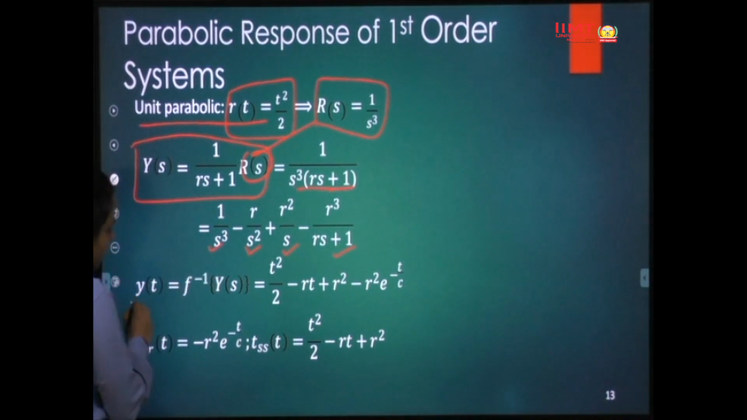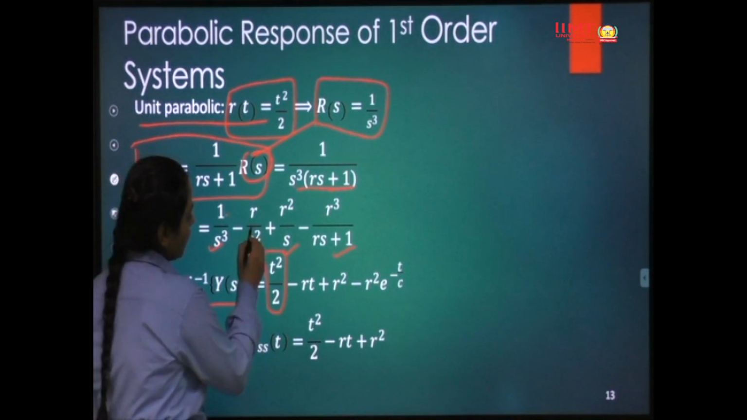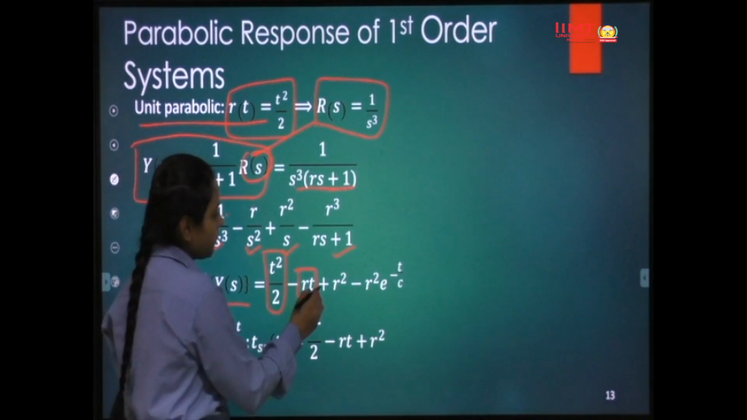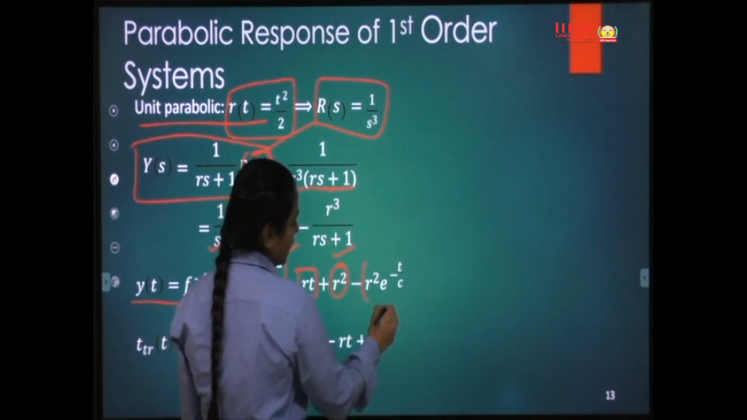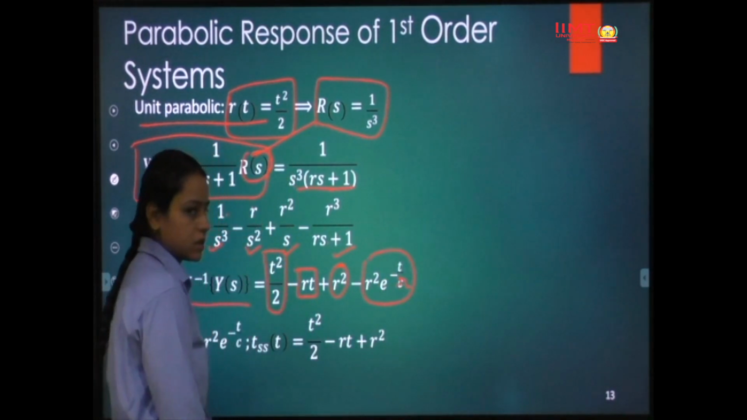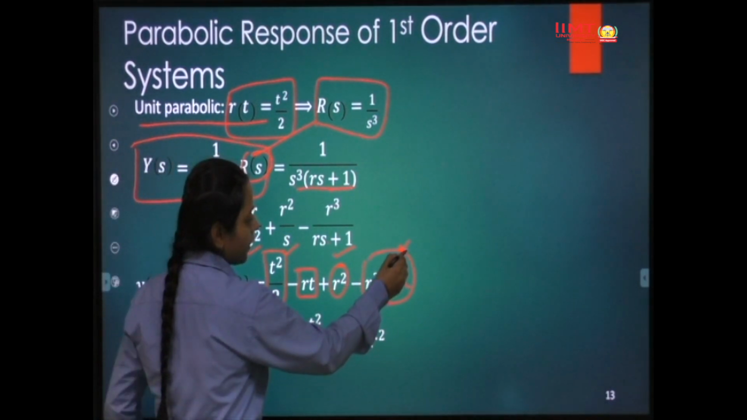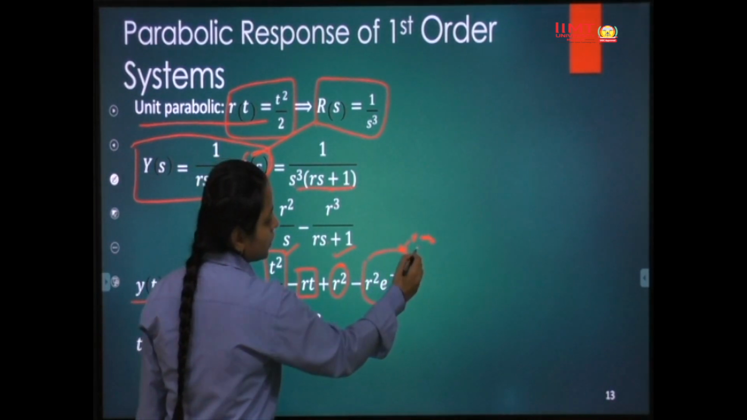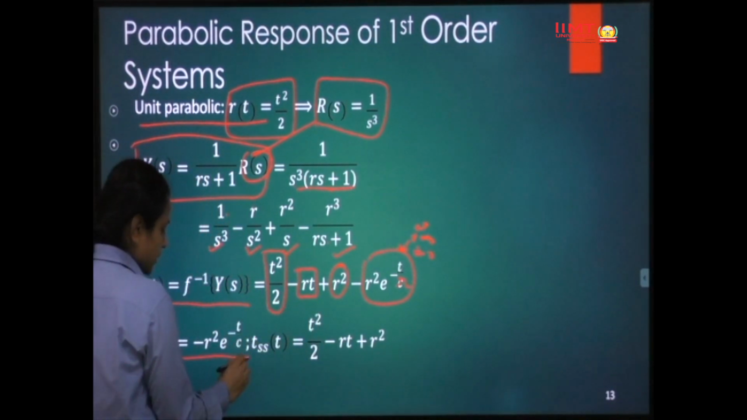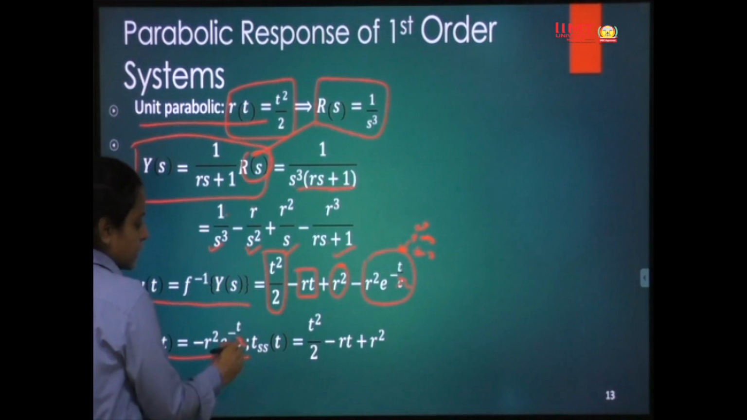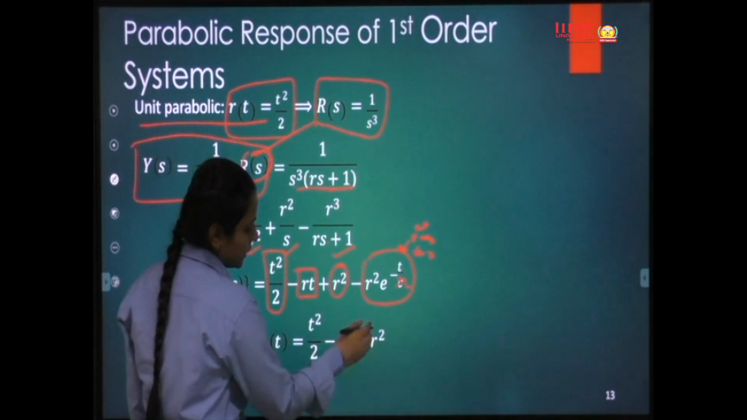If we take the inverse Laplace transform of this equation, for 1 upon s cube we get t square by 2. For R upon s square we get minus Rt, plus R square for R square upon s. For R cube upon (sR plus 1) we get R square e to the power minus t by R. Here, this term would vanish at t equal to infinity. This is called the transient response, R square e to the power minus t by R, and the steady state response would be equal to t square upon 2 minus Rt plus R square.